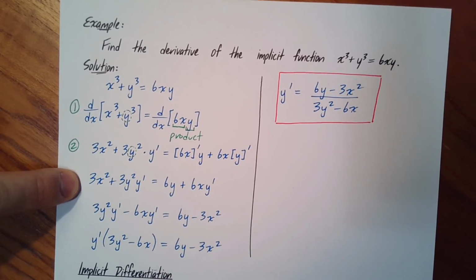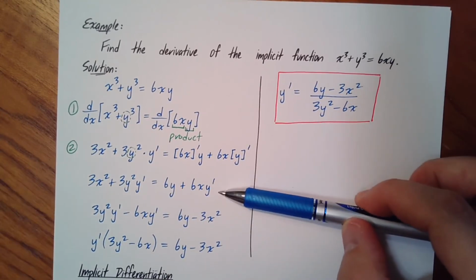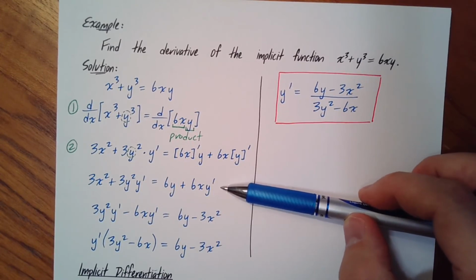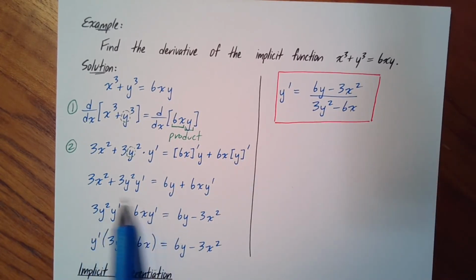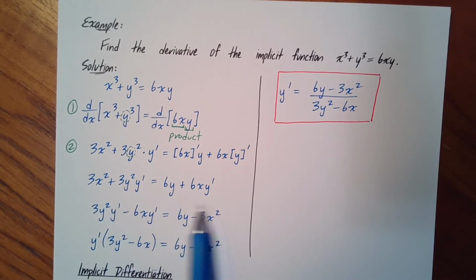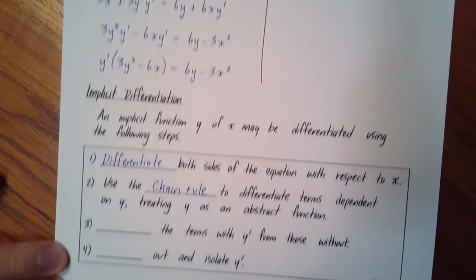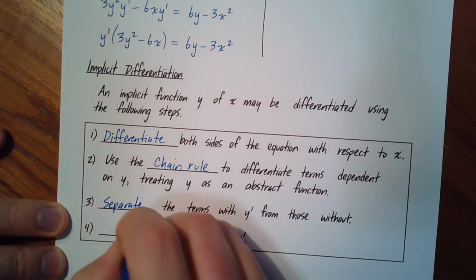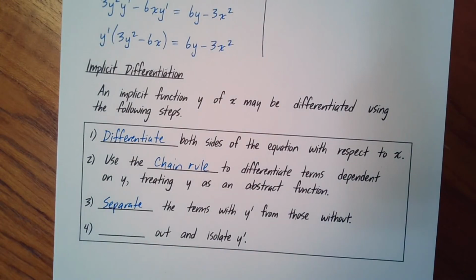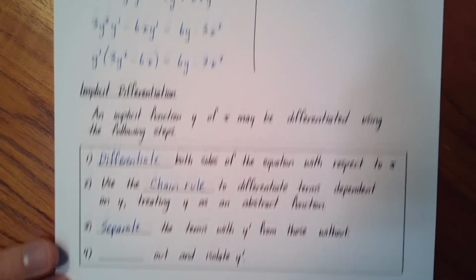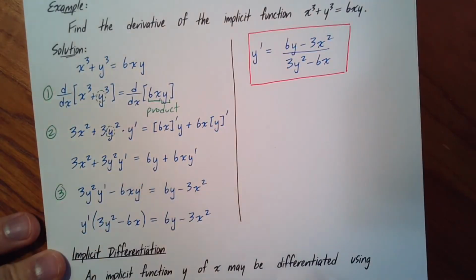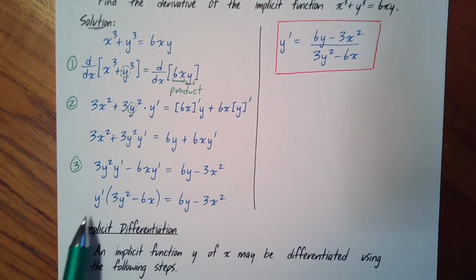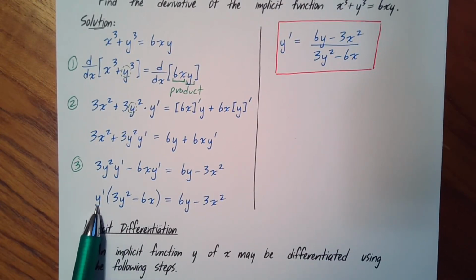And that was when we made the observation that some of these terms have a y prime factor and some of them don't. So we got all the ones that do together on the same side of the equation and got all the other ones together on this other side of the equation. So really, step 3 is to separate the terms that do have a y prime factor from those that don't have a y prime factor. And where did we do that? We did that at this step here. The reason you do that is so on the very next step, you can now factor out the y prime and isolate it.